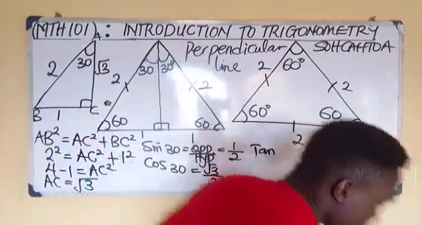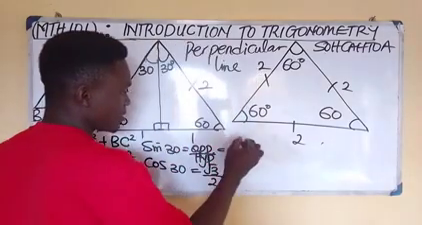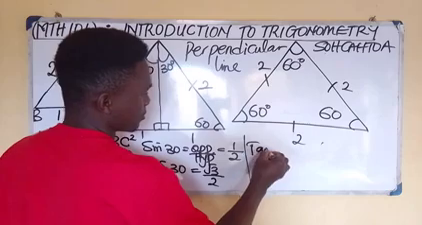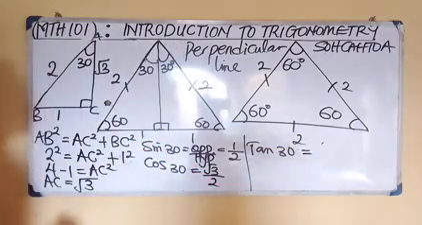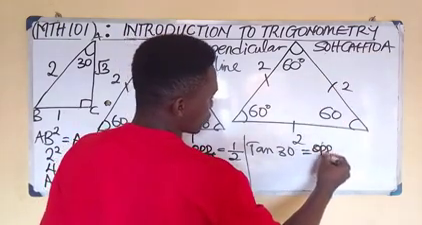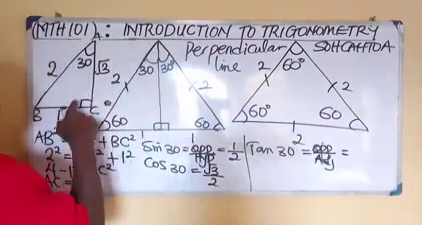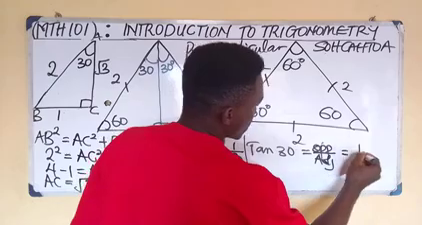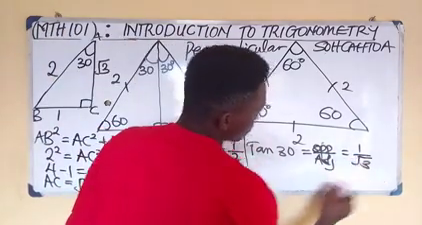Then you now have tan 30. We now have tan 30. So tan is opposite over adjacent, right? Opposite over adjacent. Opposite is 1, then adjacent is root 3. But this is not the final answer.